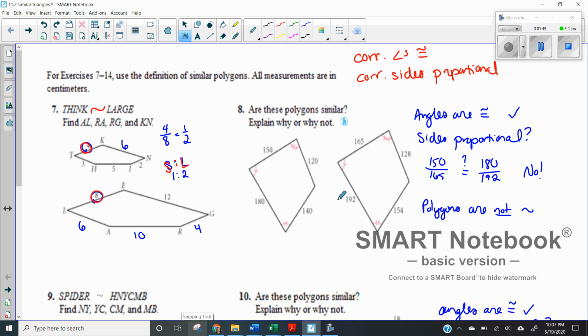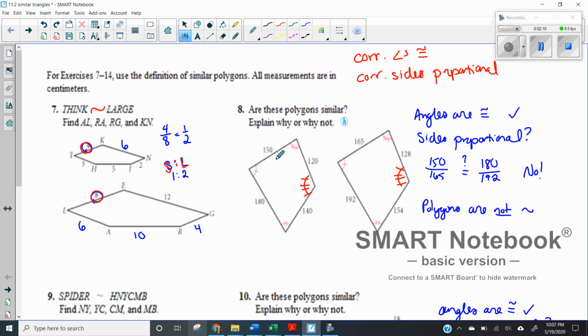Number 8, we're trying to determine if they are similar or not. So you've got to check both pieces here. Are the angles congruent? And they are. You have 3 pairs of angles marked, but because all 4 of those angles would have to add to 360, that means that 4th pair also has to be congruent. And then are the sides proportional?